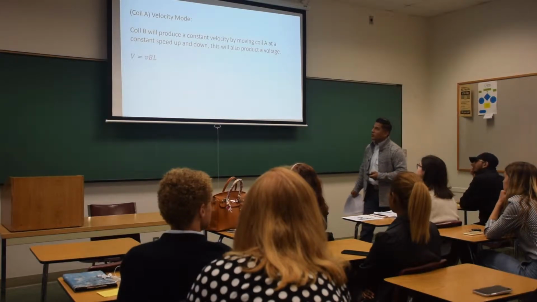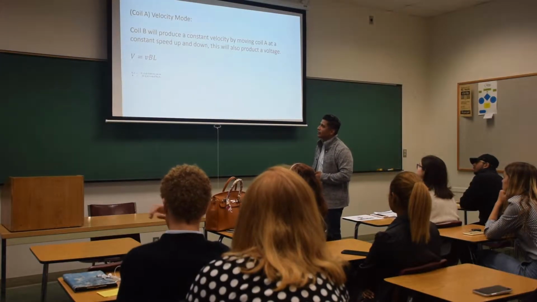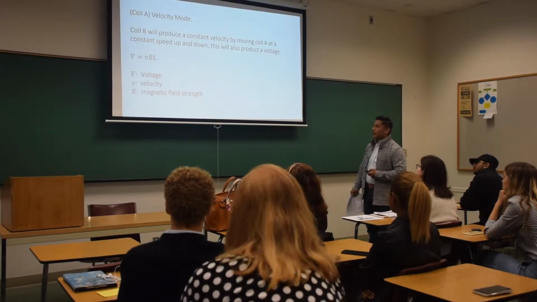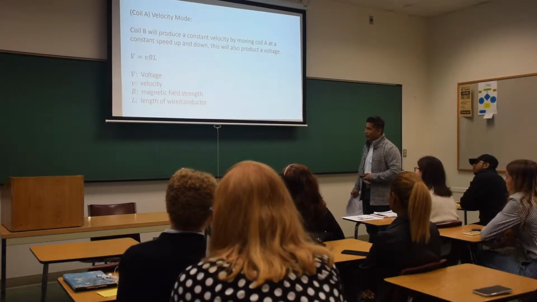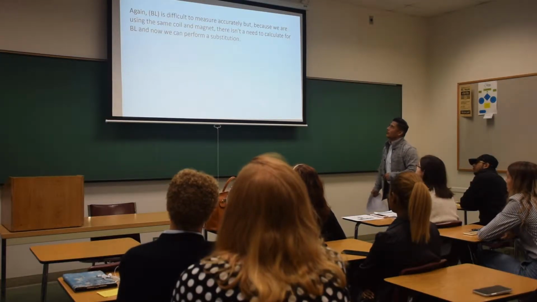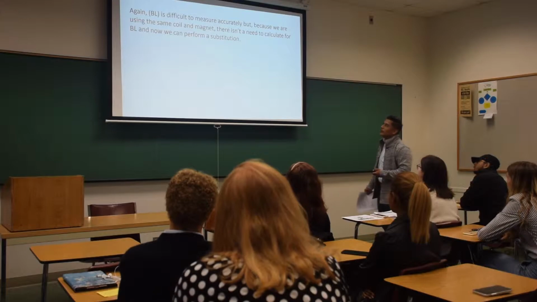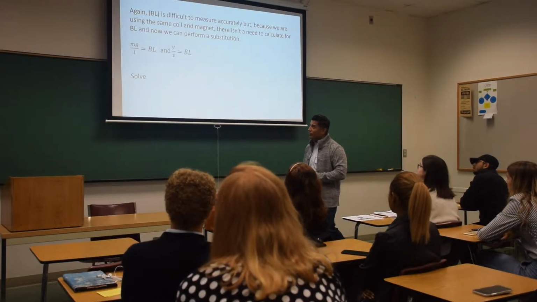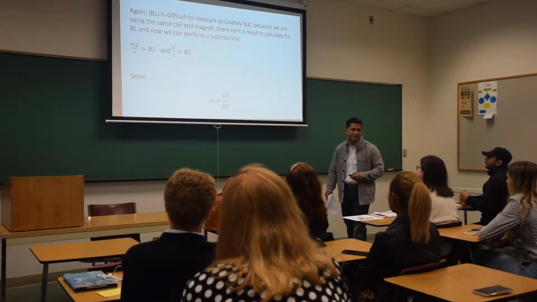So here we're going to have a voltage equal to velocity times magnetic field strength times length of wire in the conductor. So again, we see that B times L. So what we can do here is set them equal to each other and solve for M and put a mass in.